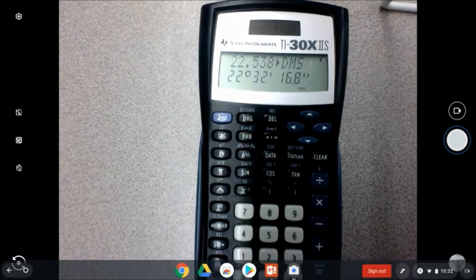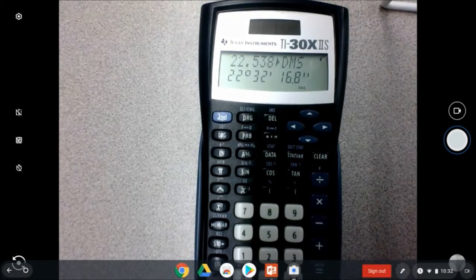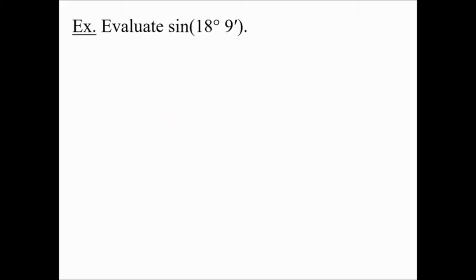Okay, so we can also evaluate these trig ratios at different places. First of all, evaluating a sine at a decimal degree, you just type in the decimal. So that's not a big deal. Earlier we found the sine of 75. I could have typed in 75.2 and it would have given me the answer just fine.